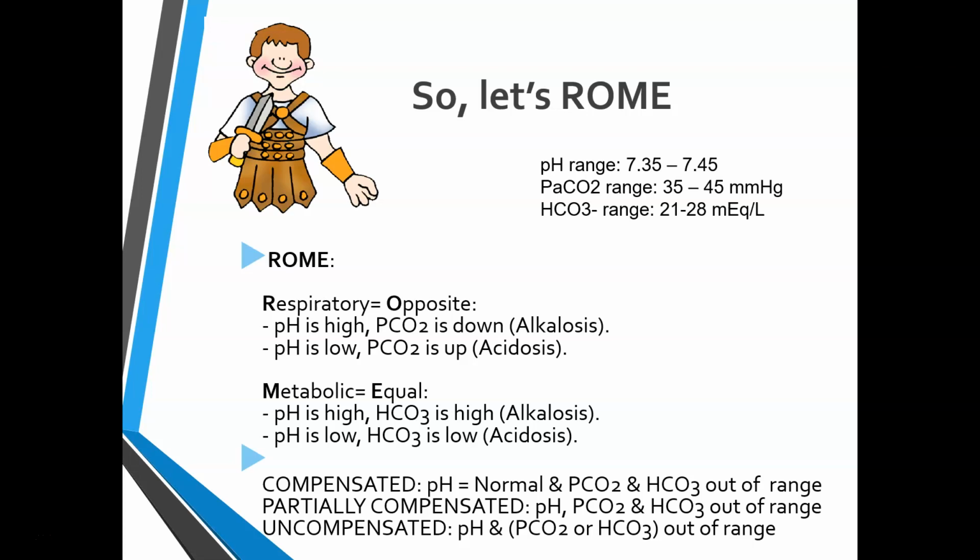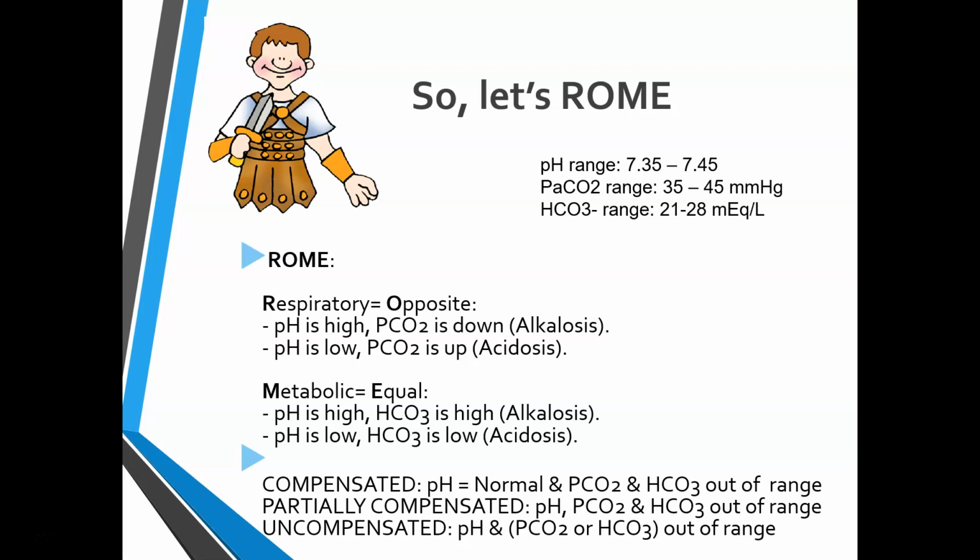So in terms of doing ABG analysis, the method that I typically teach students is the ROME method, which basically states respiratory opposite, metabolic equal. Make sure you know your pH range, your CO2 range, and your bicarb range. Respiratory opposite, basically if the pH is high, typically the patient's CO2 level is going to be low, which results in alkalosis. If the pH is low and the CO2 is up, it is acidosis.